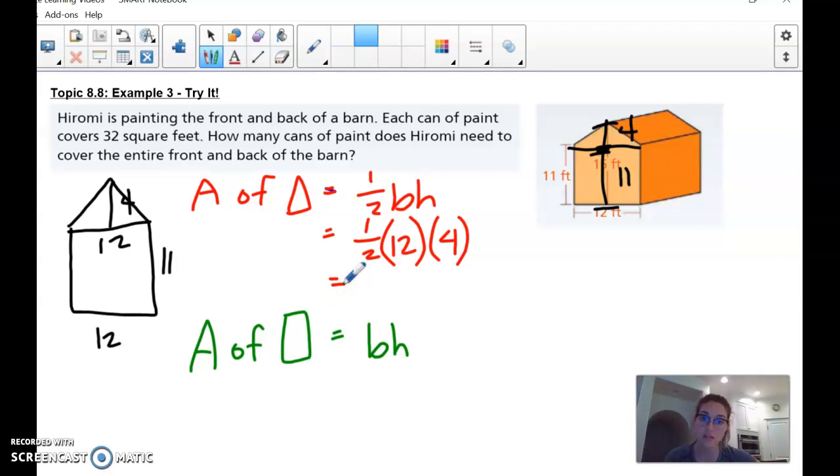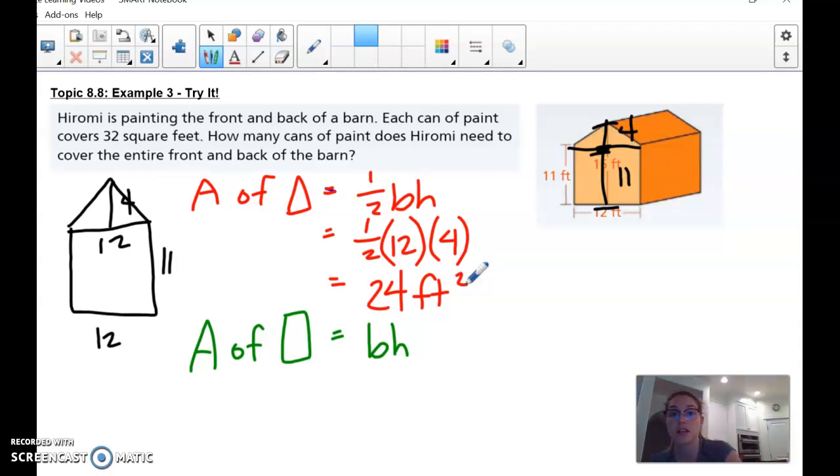1/2 times 12 is 6. 6 times 4 is 24. I could multiply 12 times 4, which is 48. Divide that by 2 or multiply by 1/2 and I get 24 also. Half of 4 is 2. Multiply that by 12 and I get 24. So any way I do that multiplication, because I can move things around, I'm going to end up with 24 feet squared. So 24 feet squared is the area of the triangle at the top.